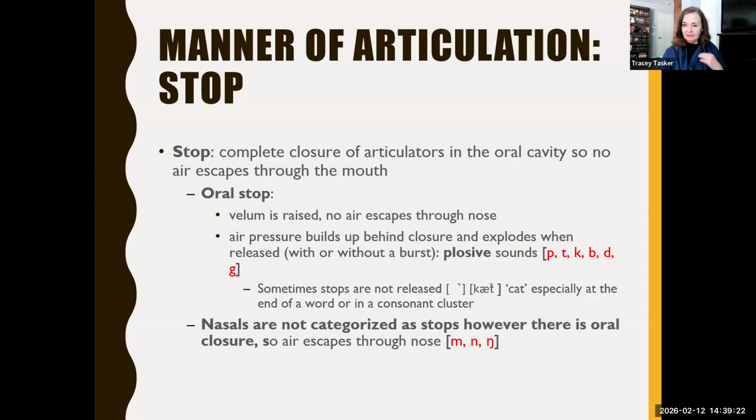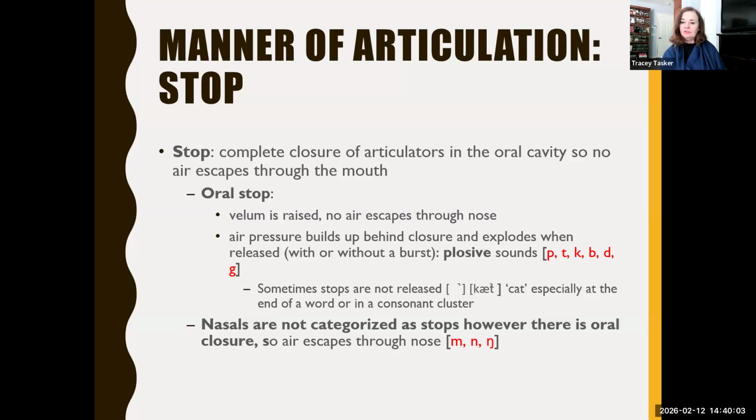Stop refers to complete closure, complete constriction. So if we're talking about oral stops, the velum is raised and no air is going through the nose. It's only going through the oral cavity. That air pressure builds up and explodes when it's released. So you'll sometimes see these sounds referred to as plosives. Okay, so that's really interchangeable with stops, although not all these sounds are going to have a plosive burst depending on where they are when they're produced in a word.